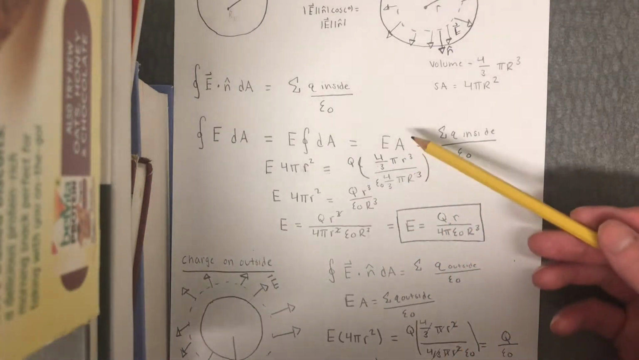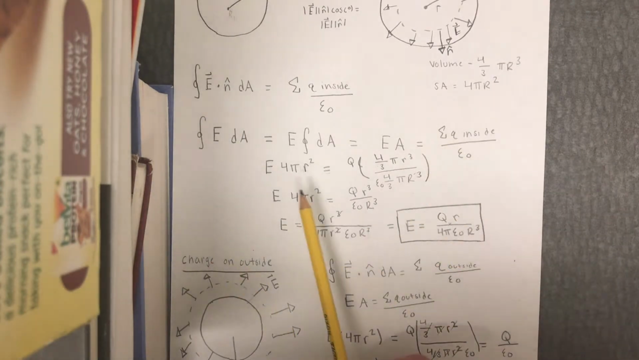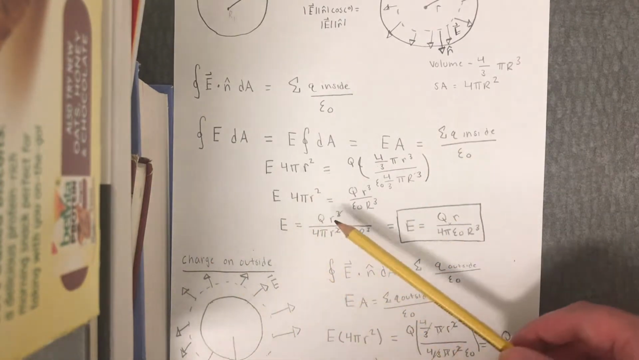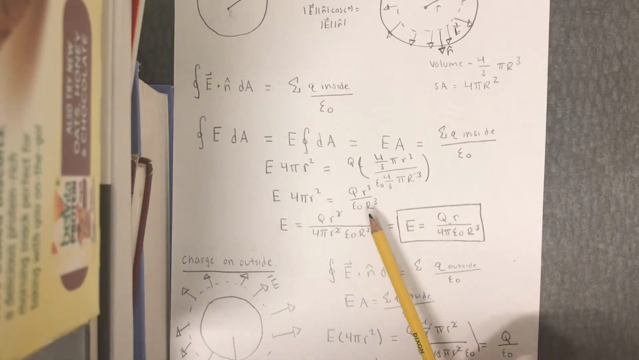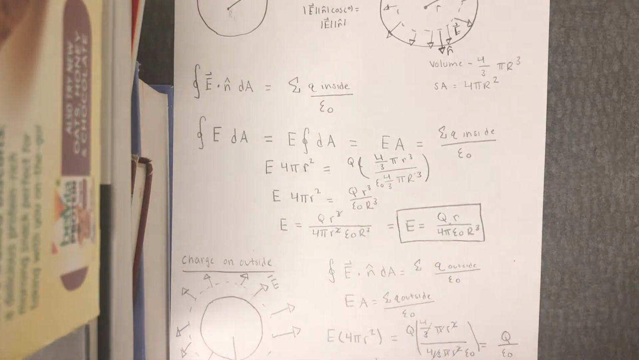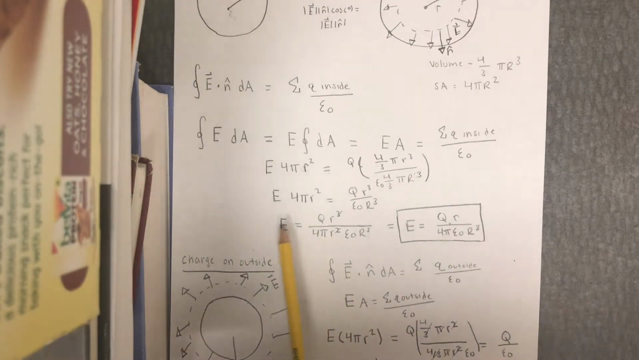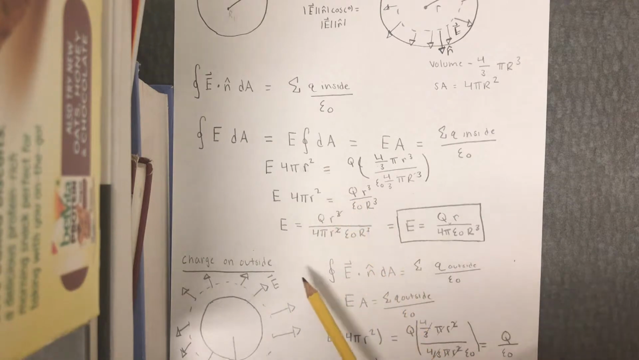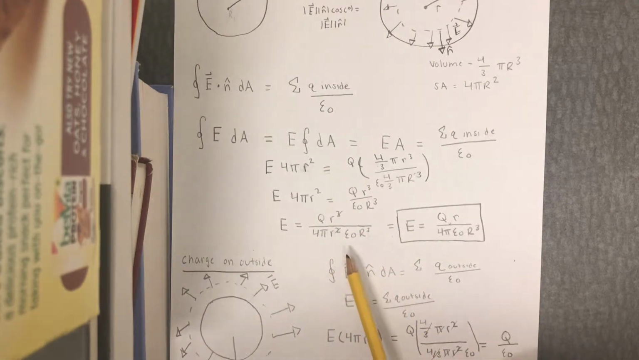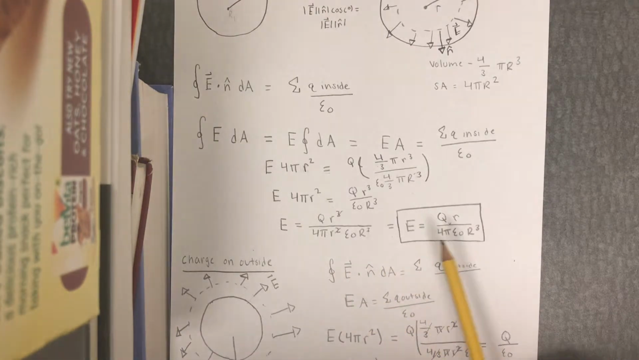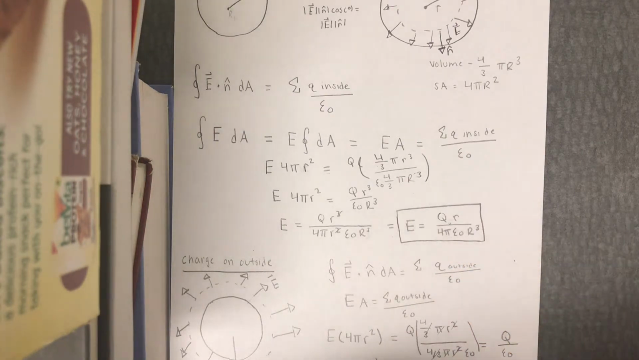Then when we simplify that, we're left with E times 4 pi r squared equal to Q times r cubed divided by epsilon naught times R cubed. Since we're looking for the electric field, E is equal to Q r cubed divided by 4 pi r squared epsilon naught R cubed. And then we get E is equal to Q r divided by 4 pi epsilon naught times R cubed.